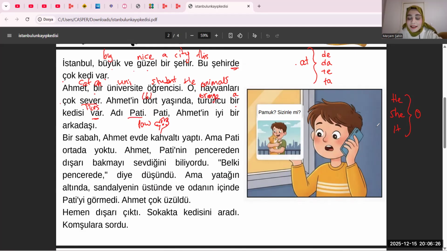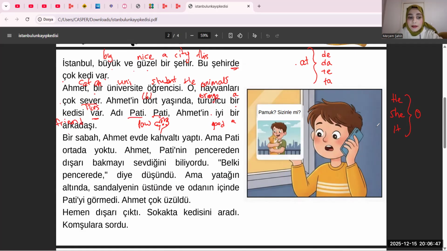Ahmet'in iyi, nice, good, bir arkadaşım. Arkadaş, did we see it before? No. Arkadaş means friend. So what is this sentence saying to us? Pati is a good friend of Ahmet.